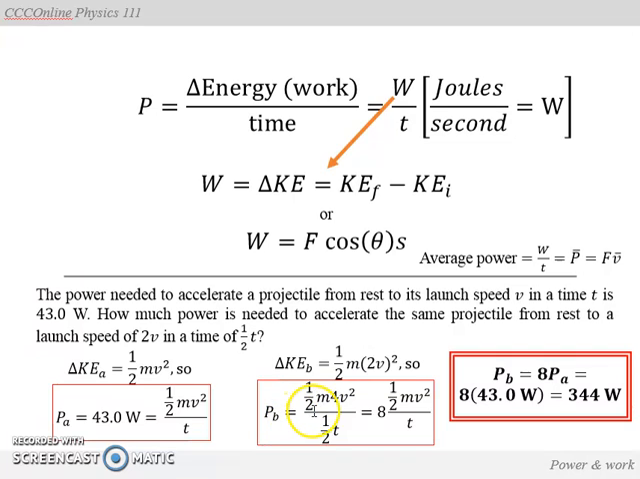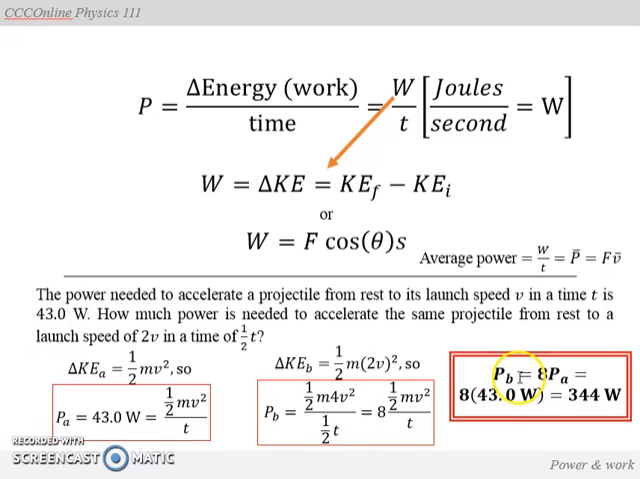So P is equal to delta KE, which is 1/2 m, now 4, that 4 comes from the square of the 2v squared, over 1/2 t. Simplifying this, and there's a reason why I kept it like this, I'll talk about it in just a second, we have 8 times 1/2 mv squared over t. Another way we could write this is the 1/2s could cancel out, and we would have 4 times mv squared over t. But the reason I kept it like this is that it helps us see the relationship between PB and PA. This 1/2 mv squared over t is the same form that PA is in.